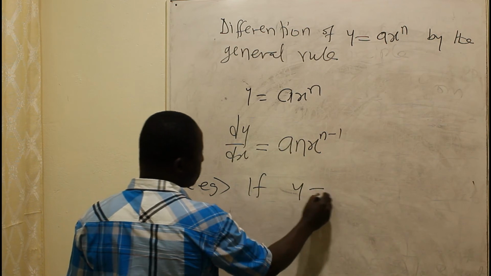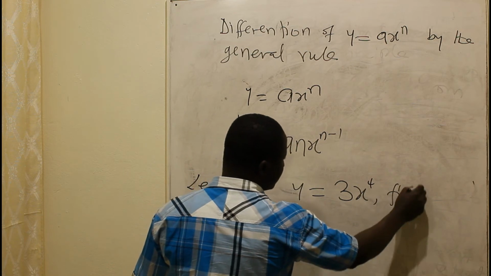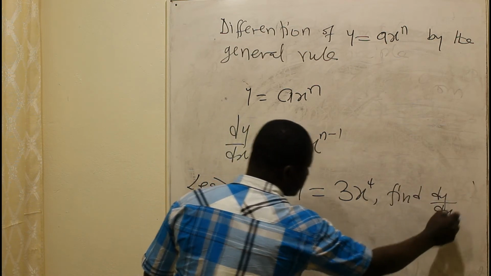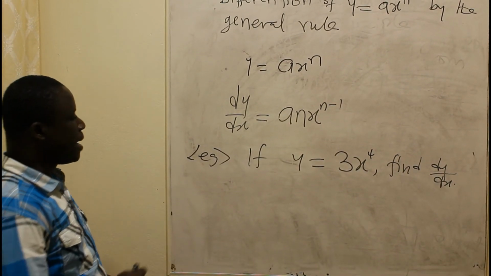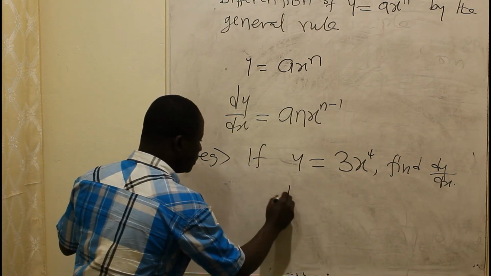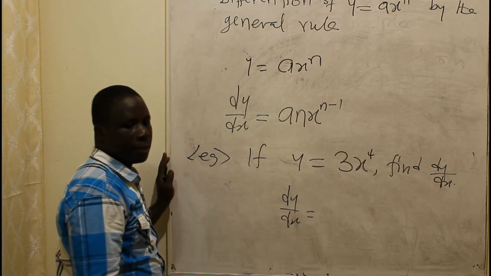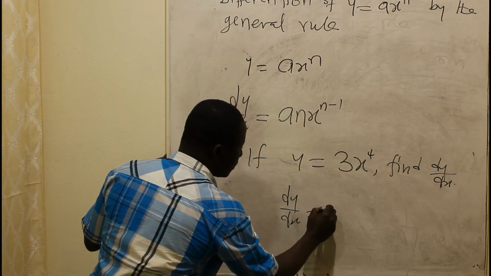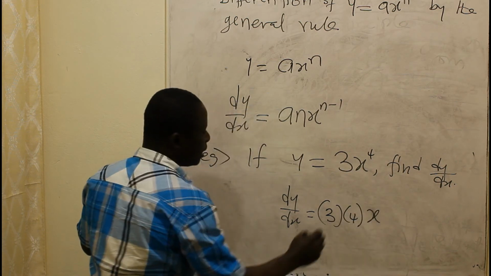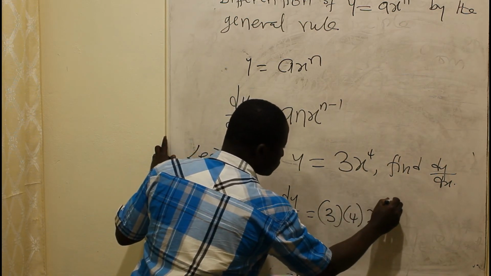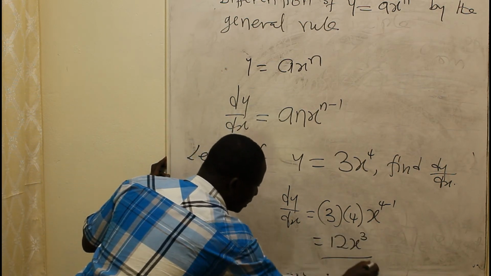If y equals 3x to the power 4, find dy/dx, or find the derivative of such a function. To get dy/dx, per the general rule, you multiply the coefficient and the power: 3 multiplied by 4x, and the result is 4 minus 1, and we get 12x exponent 3, and that is the dy/dx.